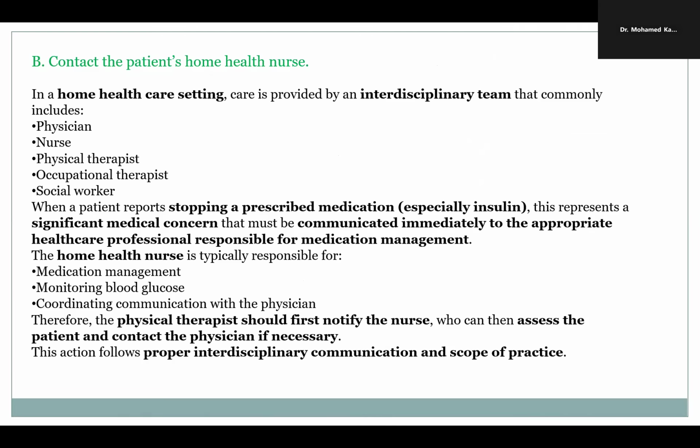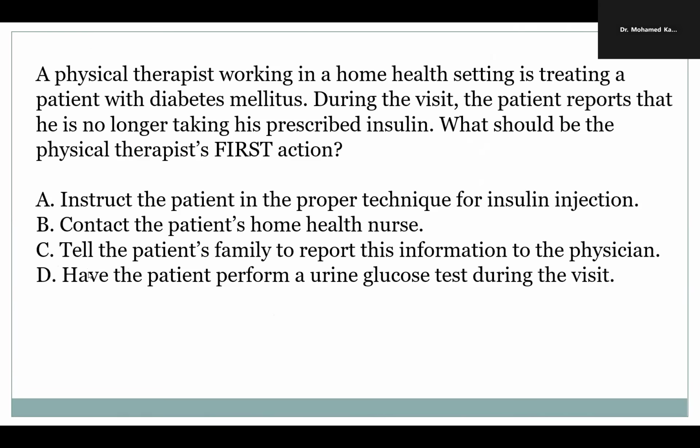Okay. You know, there is no point in instructing the patient in the proper technique for insulin injection when you don't know why the patient is not compliant, why the patient is not taking medication anyway. Asking the family to report that to the physician, okay, but you need to do something as well. You cannot just transfer the thing to the family, asking them to report this information, and you will not be doing anything. Perform a urine glucose test for sure. It might be high, so what is the point?